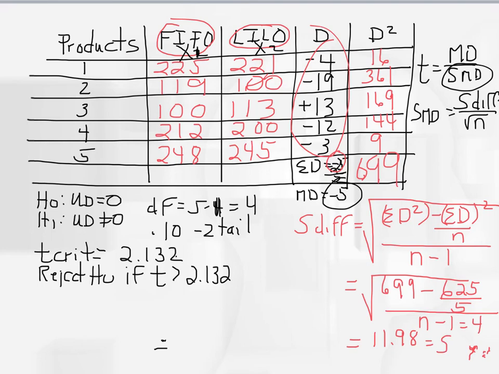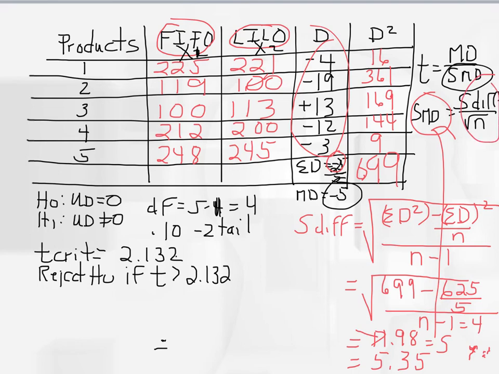To get the standard error of the mean difference, we have to divide that 11.98 by the square root of 5. And if you divide 11.98 by the square root of 5, you will get 5.35. So 11.98 divided by the square root of 5 will give you 5.35. That's how we got the standard error of the mean difference.